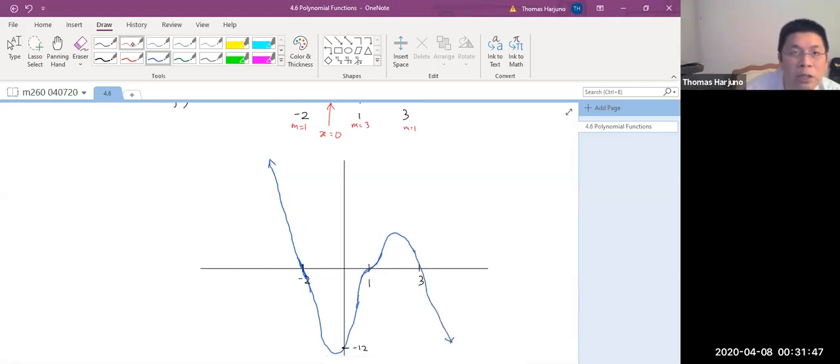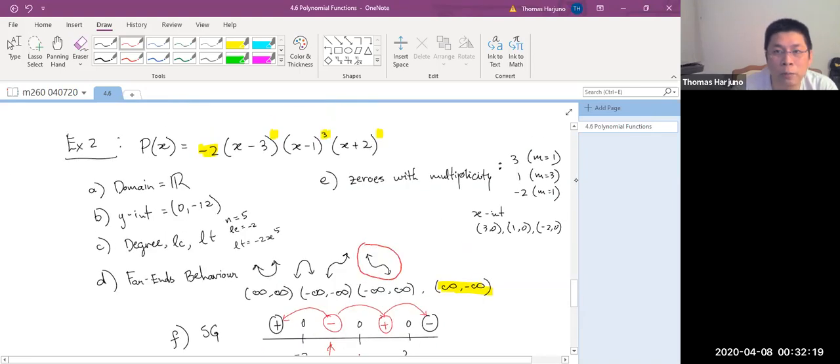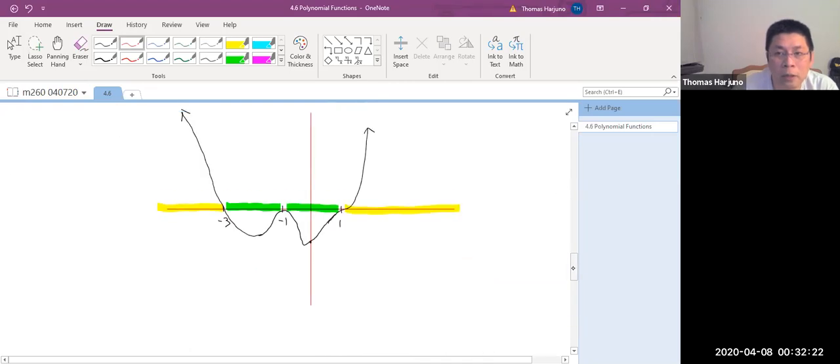So from here, you see that because it crosses straight at this 0 and this 0, then we know the multiplicity is 1. Okay, and because it crossed the x-axis here, but it's not crossing straight, then the multiplicity must be odd and greater than 1. If I look back to the previous graph, I have a question.